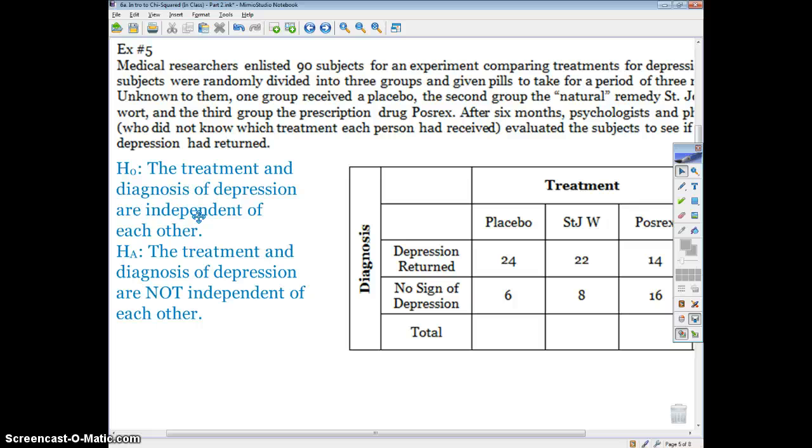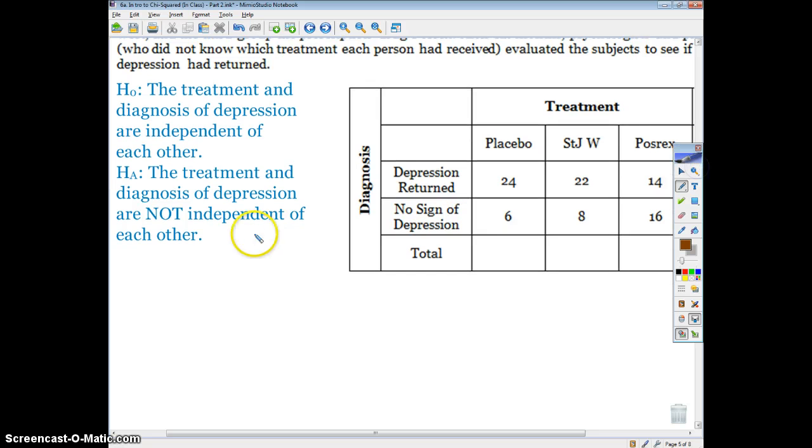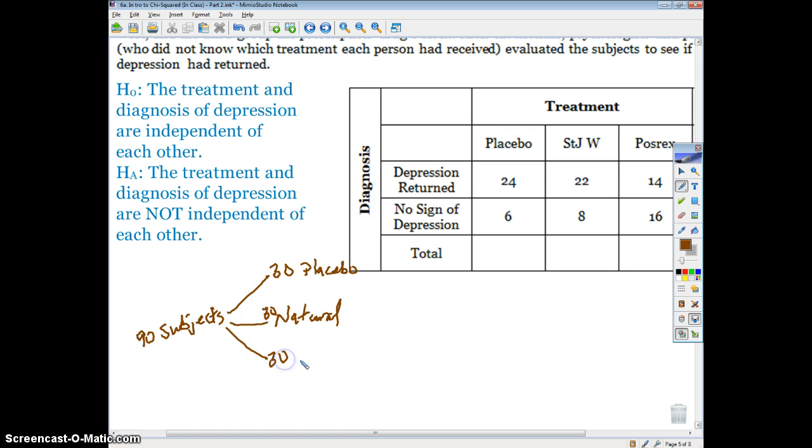But before we get going on this, okay, the whole situation, okay, we've got our 90 subjects, okay, and I used a brown color because they're depressed, okay. 30 of them were given a placebo, okay. Another 30 were given the natural remedy, and the third 30 were given a prescription drug. And the idea is to afterwards compare.